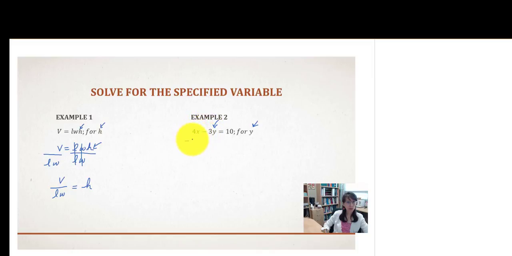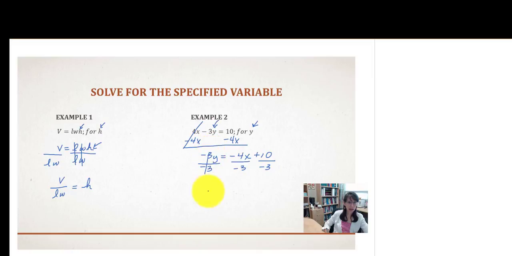So I'll take away 4x from each side of the equation first. That means 4x is eliminated from one side and collected on the other. I have negative 3y now equals negative 4x plus 10. The final step is to isolate y. It's being connected to the negative 3 with multiplication, so I need to divide that term by negative 3. That means every term in the equation is going to be divided by negative 3.